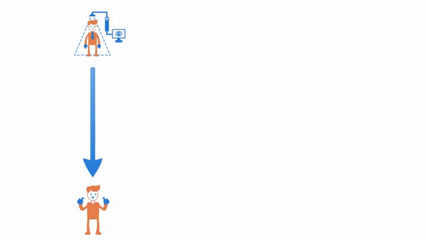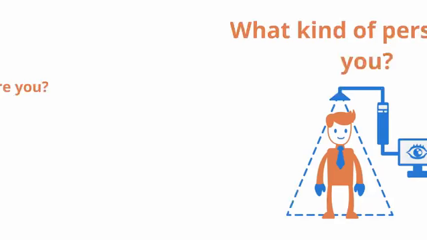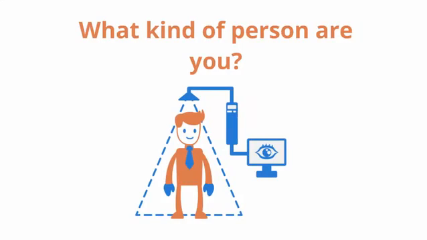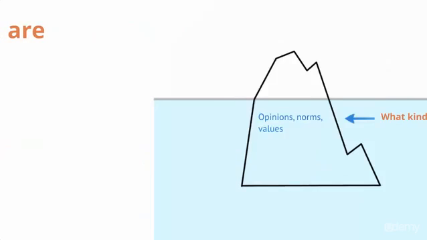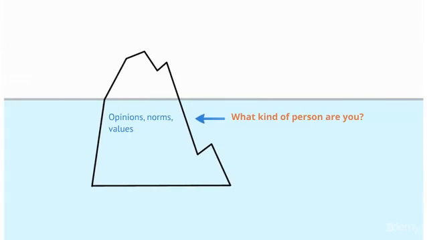In this lecture, you will learn more about the first core question: what kind of a person are you? How would you describe yourself? What makes you unique? What kind of a personality do you have? That is what you are going to discover during this lecture. What kind of a person you are corresponds with the middle layer of the iceberg.